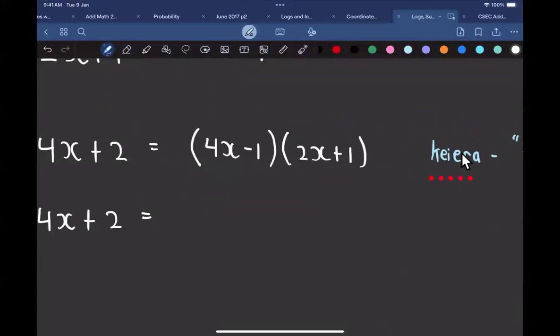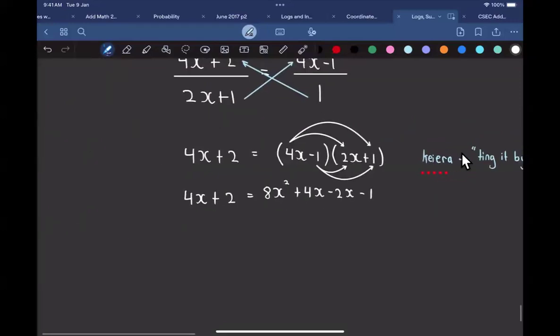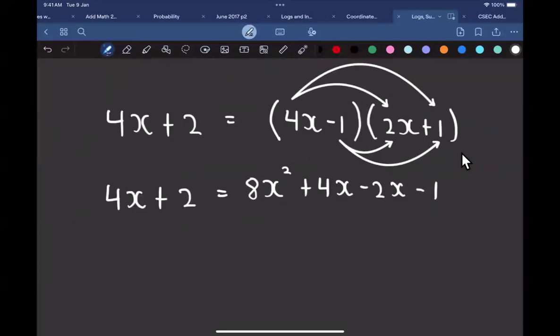So that would be 4x by 2x, right? That would be 8x squared. And then that would be 4x by 1, which is just 4x. And then it will be minus 1 by 2x, so that'll give you minus 2x. And then minus 1 by 1, that'll be minus 1. Perfect. You're cooking up a storm.